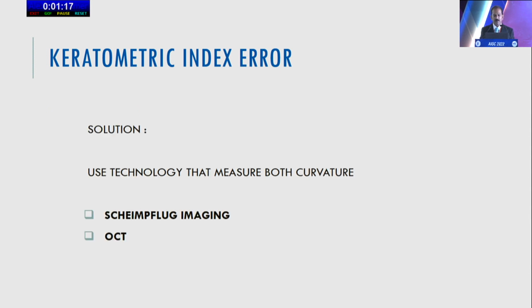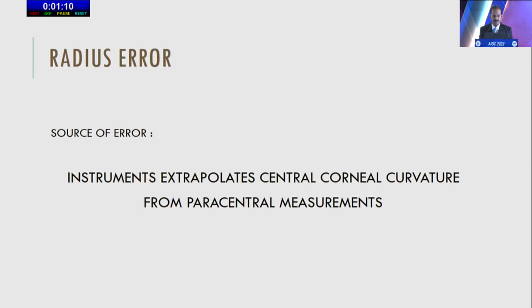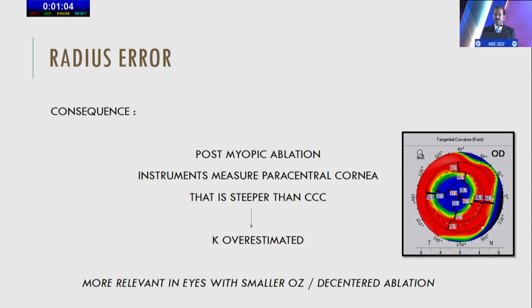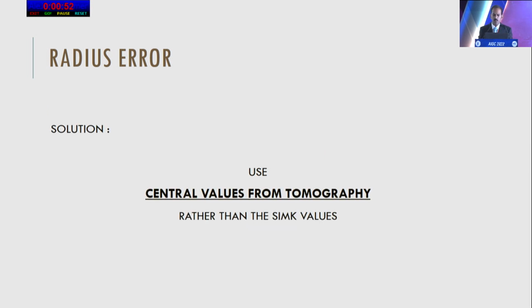So the solution is to use a technology that measures both curvatures, either using Scheimpflug imaging or an OCT-based system. Next is the radius error, where an instrument extrapolates the central cornea from the paracentral measurements. Imagine the central cornea is already flattened and the paracentral cornea is steeper, so the K will be overestimated. This is more relevant in eyes with smaller optical zones and decentered ablation, which was very common in the older generation machines. So use the central values from the tomographer rather than a SimK value.